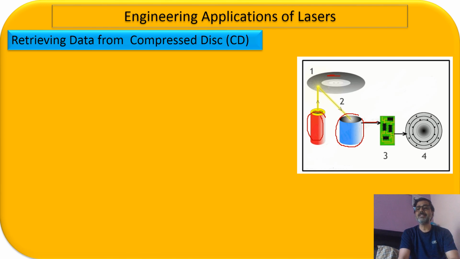And that electronic device will convert this into the 0s and 1s the way it has been recorded. Now how does it happen? We have already seen that on the CD we have the pits and the land, right? Pits is the burned part, and land is the unburned part, and that is a plain part.